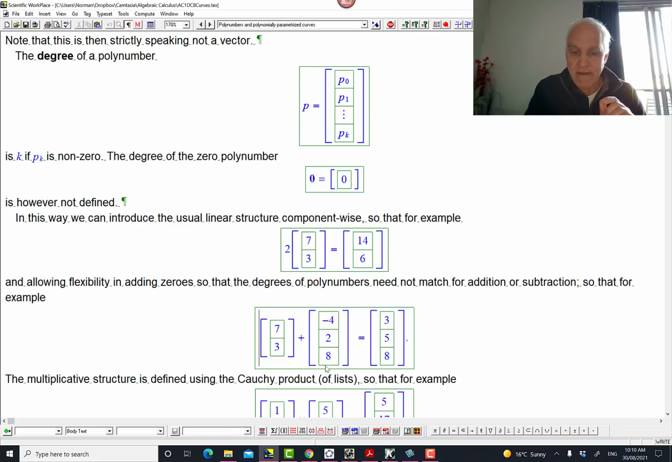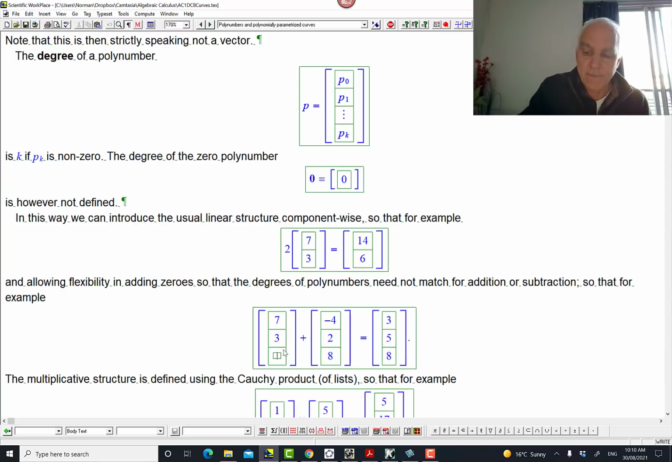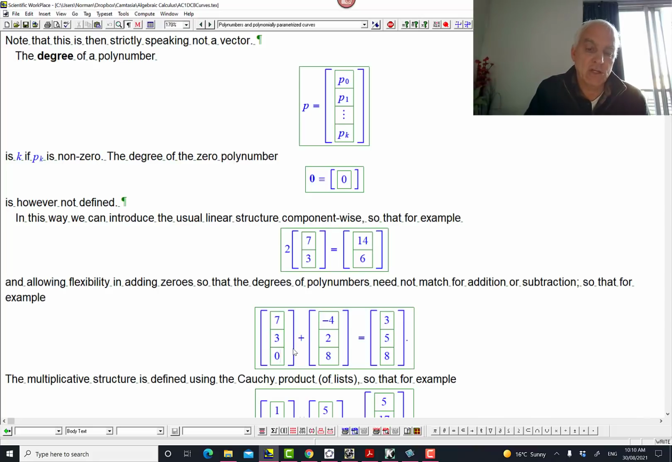Okay, so in an ordinary vector world, you're not allowed to add this vector with 2 components to this vector with 3 components. However, in this context, this is regarded as a polynumber and it's extendable. So we can just add a 0 and it hasn't changed. Now we have the same number of elements and the addition is just component-wise. So 7 plus minus 4 is 3, 3 plus 2 is 5, 0 plus 8 is 8. Okay, but we don't actually need that 0. We could just write it like this. And same thing with subtraction.